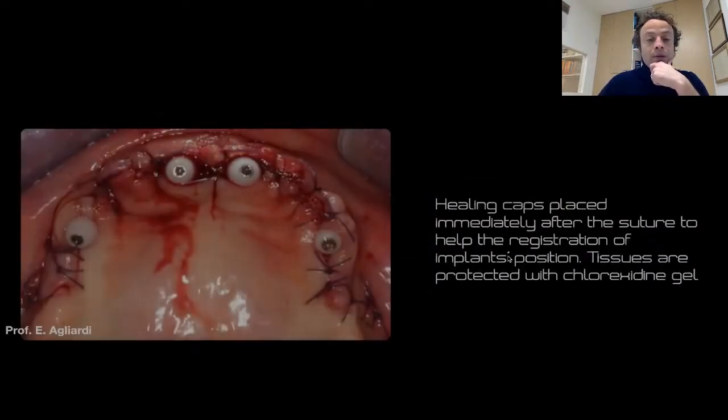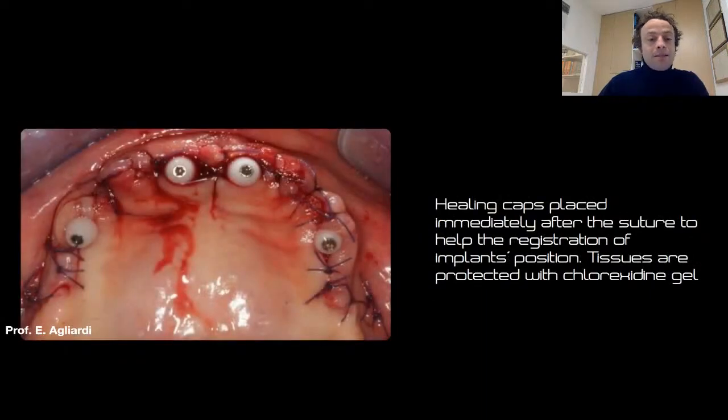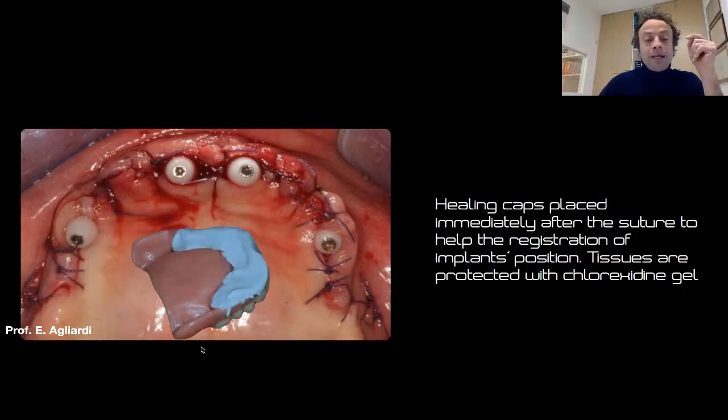Okay, so we go in the mouth right now in this situation. This is an all-on-4 in the upper, and we place, of course, the healing caps on the multi-unit abutments, then we suture. Now the bone is protected, and so we go in the mouth with this.